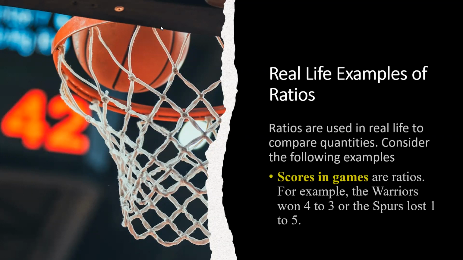Ratios are used in real life to compare quantities. Considering the following example: scores in games. A ratio, for example, the Warriors won 4-3, or the Spurs lost 1-5. 1 to 5, very good. So if we say this, maybe I could ask Gianna. Gianna, are you there?